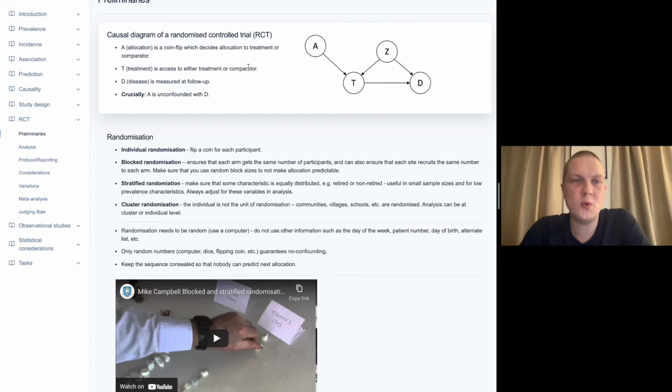Here is a causal diagram of a randomized controlled trial. We have allocation, A, which is a coin flip, which decides allocation to treatment or comparator. T, treatment, is access to either treatment or comparator. D is the disease or the outcome measured at follow-up. And crucially, A is unconfounded with D.